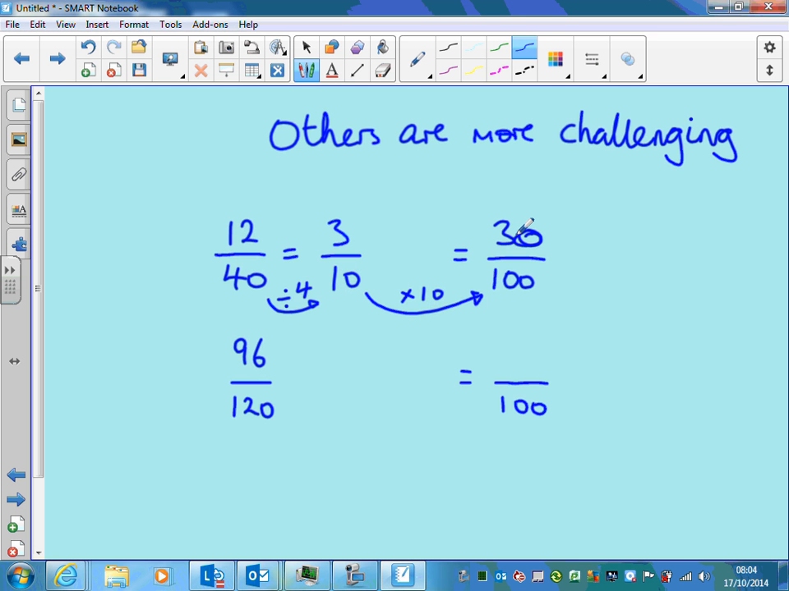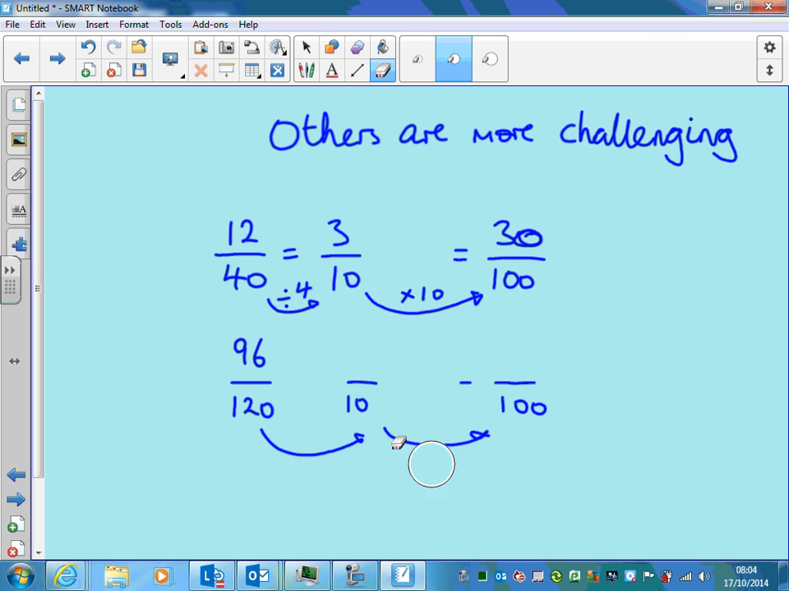A few ways you could go, but again, I might be tempted to convert it to tenths, because 120 divided by 12 is 10, isn't it? Do 96 divided by 12, that's 8, isn't it? And then times by 10 again, and we get 80. I'll just rub that last one out and show you actually that there's often alternative ways of going on this.